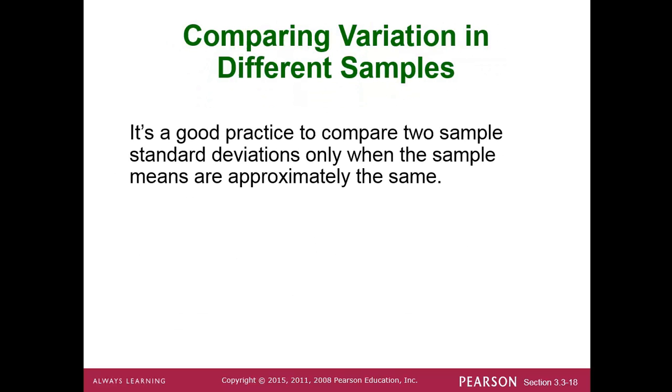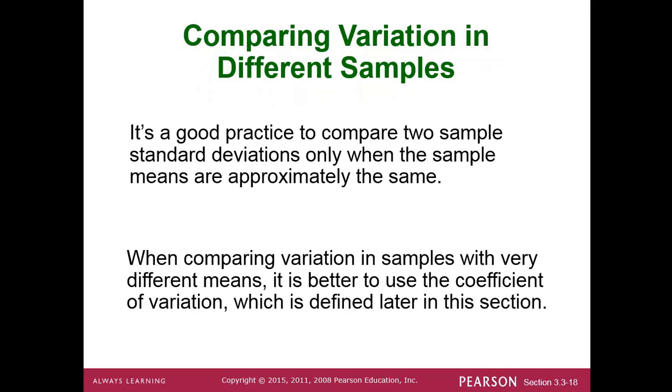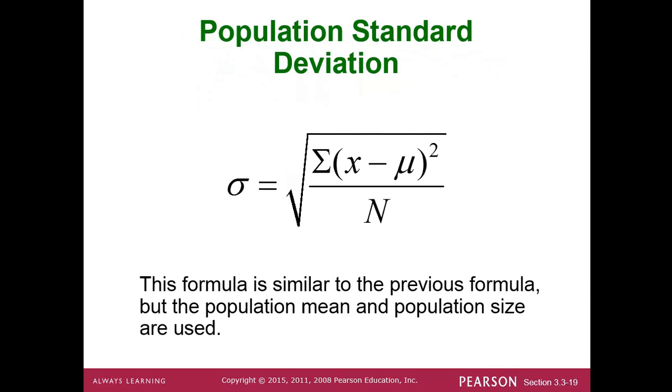It's good practice to compare the standard deviations of two sets only when sample means are roughly the same. So keep that in mind if you were comparing two different brands of chocolate chip cookies, for example, or comparing two different sets as you do in your homework problem about beauty contests. If we're comparing variation in samples that are very different, a better measure to use would be what's called the coefficient of variation, and we'll learn about that in a little bit.